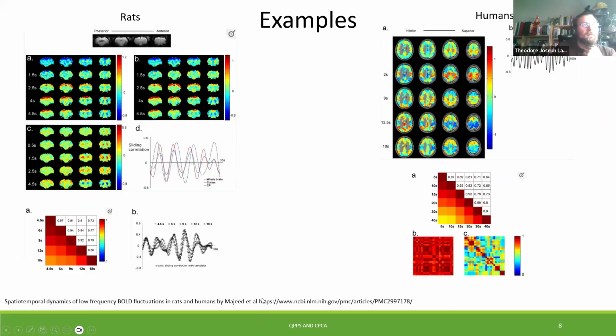Going back to the paper from 2011, understanding that these templates can be very long, they can be very short. These were the initial findings from both rodent and humans. One question is how long these waves actually are, and they differ by species.